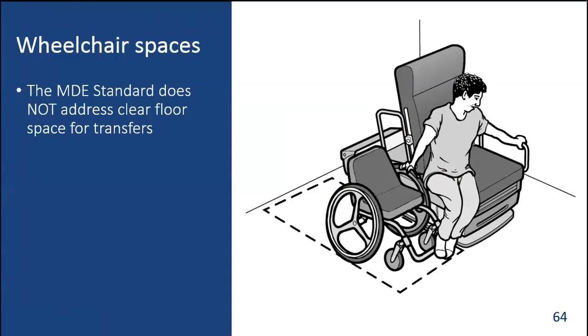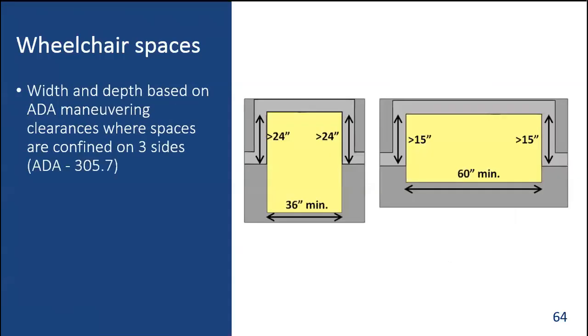So what we did is we looked at the ADA and the ABA standards for accessible design. And we looked at maneuvering clearances for alcoves. And we applied that in the standard. You could find that in the ADA section 305.7.